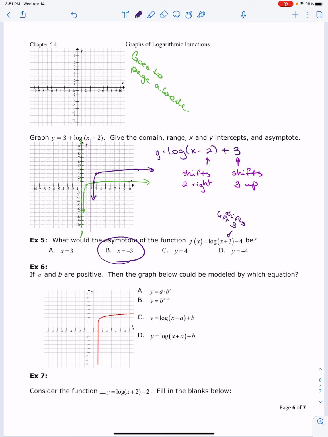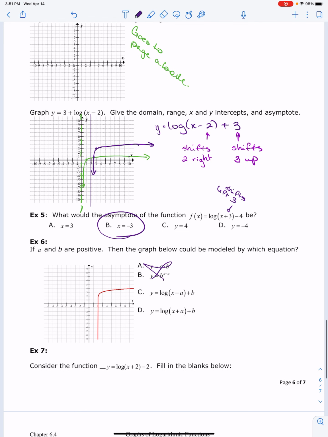We got example 6 here. We want to know if a and b are positive. Which of these potential equations are an accurate model for our graph? So the top two are exponential. We know that's not it. Bottom two, we've got that log function. Looks like my asymptote has been moved 2 to the right. So that's going to give me an x minus 2. And so we're looking at C here because it says A and B are positive. Okay.